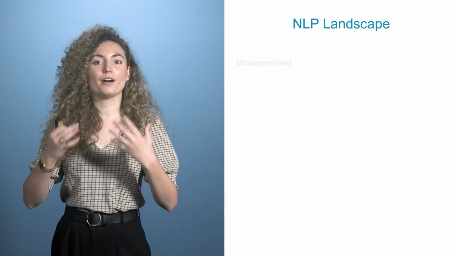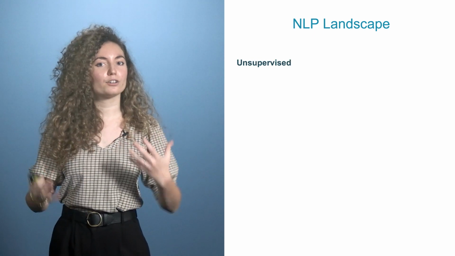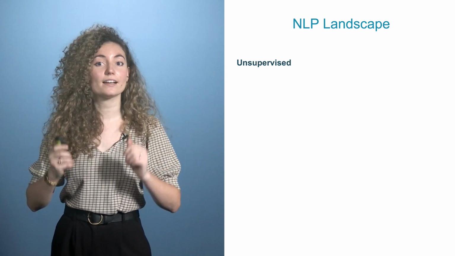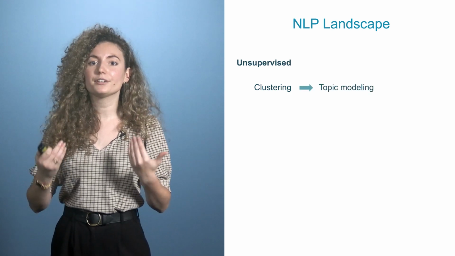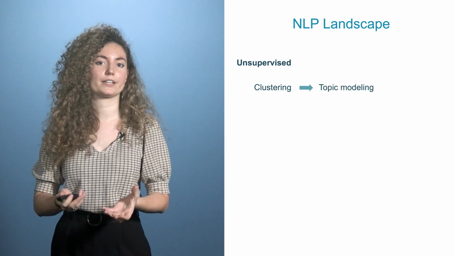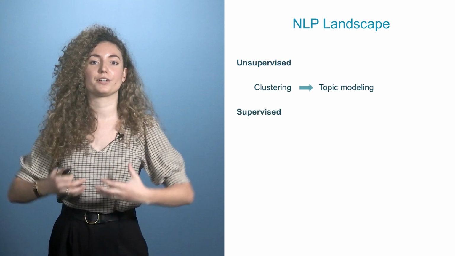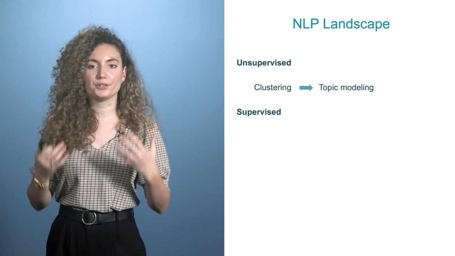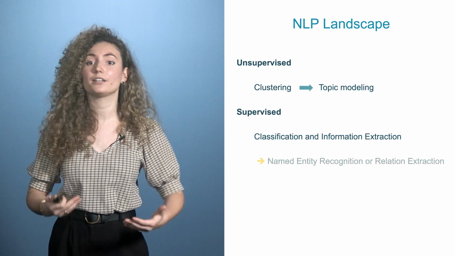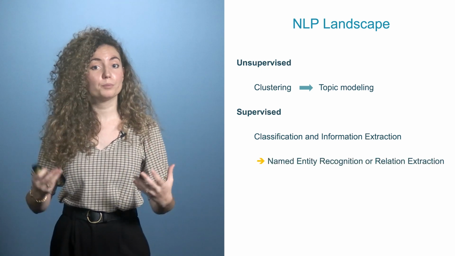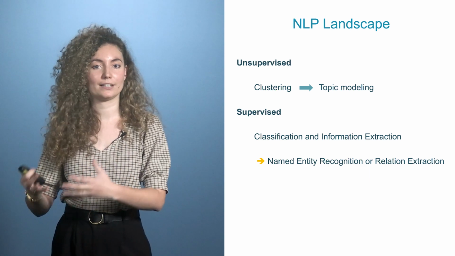An example of unsupervised NLP methodologies often used in digital humanities, so meaning algorithms which are not trained on labeled data, is clustering, for example, a methodology used for topic modeling to uncover the overarching themes in large historical text corpora. On the other hand, supervised approaches, so meaning algorithms which are trained using labeled datasets, are used for classification and information extraction. Think about tasks such as named entity recognition or relation extraction, which are super useful in the creation of historical networks, for example, entity linking and semantic indexing.